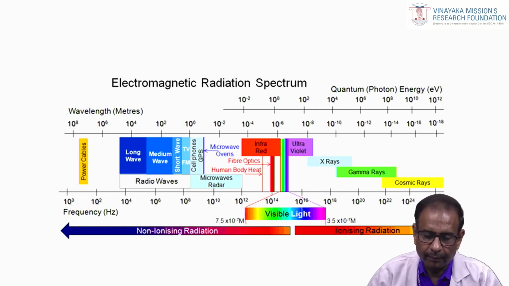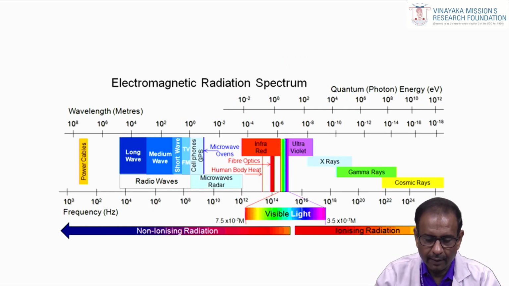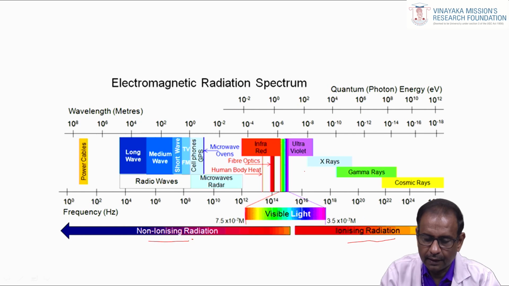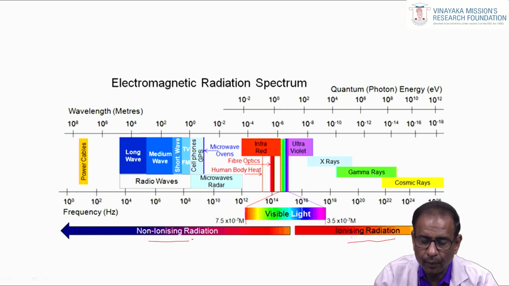Then that is the electromagnetic spectrum. This is the important spectrum. Actually, it is divided into non-ionizing radiation and ionizing radiation. In between, there is the visible light. See that ionizing radiation means radiation capable of removing or adding an electron in the atom. Non-ionizing radiation is not capable of adding or removing an electron.